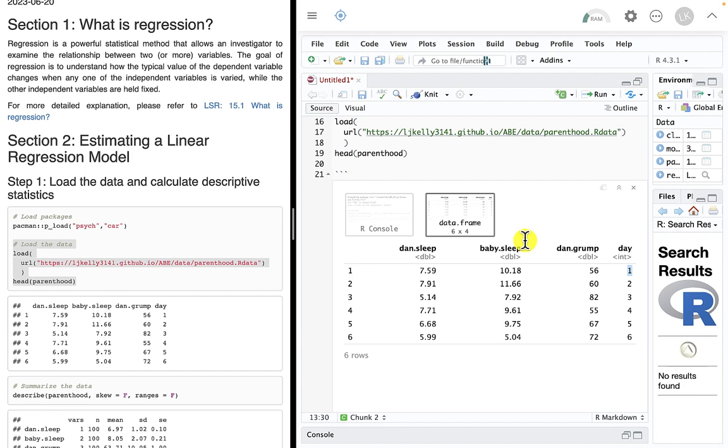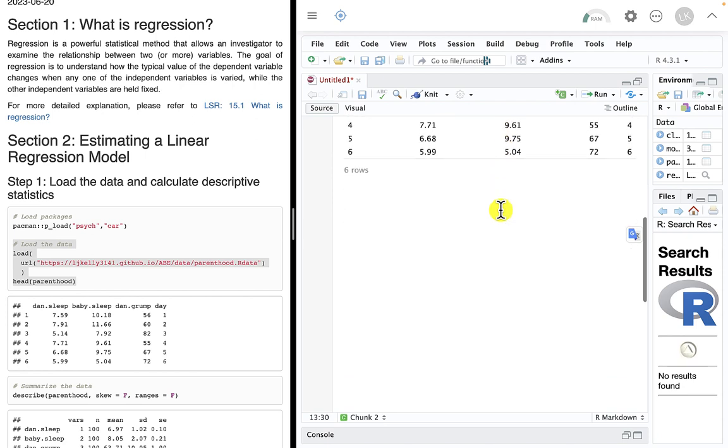Now that actually is probably important for verifying our model. I would hope that this variable, day, doesn't explain anything. But if it does, it means we have a problem with our experimental design. But that's for next lecture, so we'll leave that alone for right now. Okay, keeping on going.